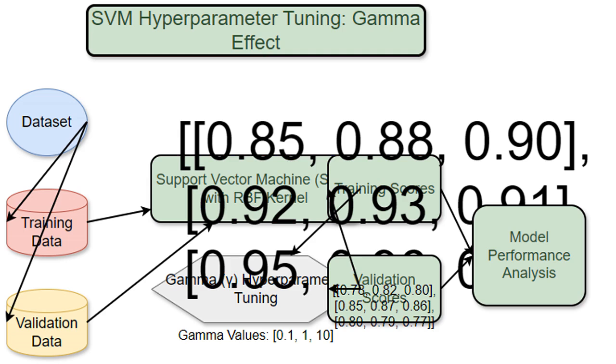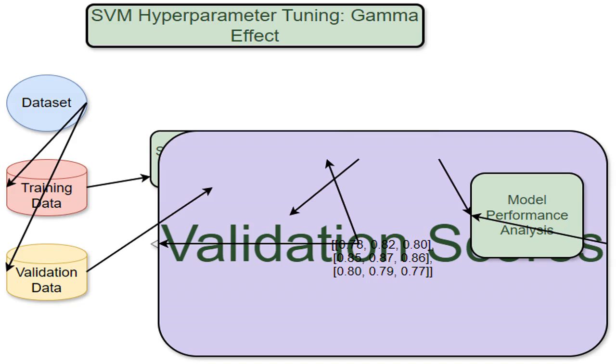The scores are 0.78, 0.82, 0.80, 0.85, 0.87, 0.86, 0.80, 0.79, 0.77. This involves comparing the training and validation scores to determine the optimal gamma value and to detect potential overfitting. This is the core of the quiz.